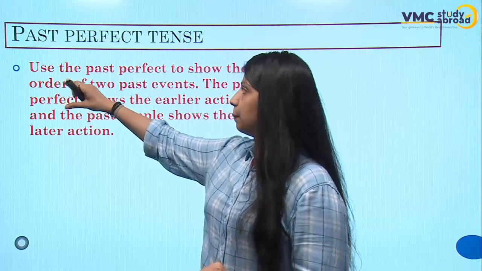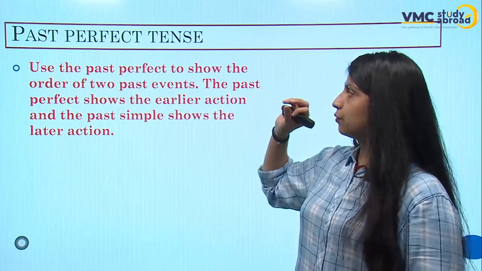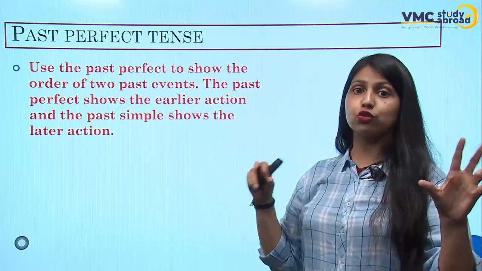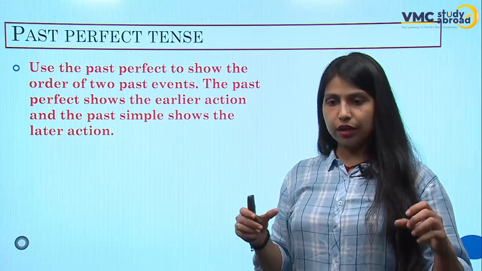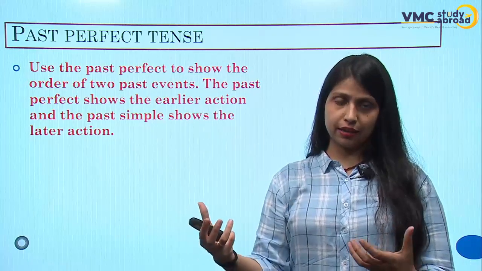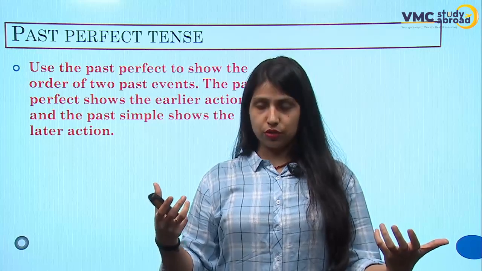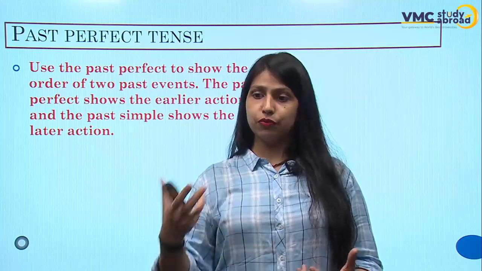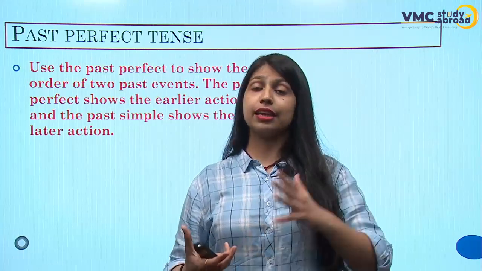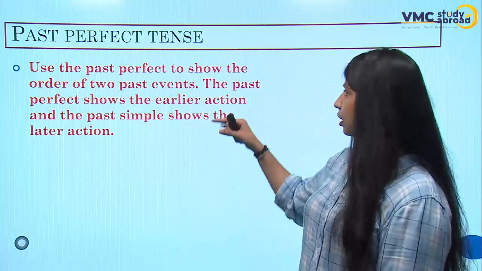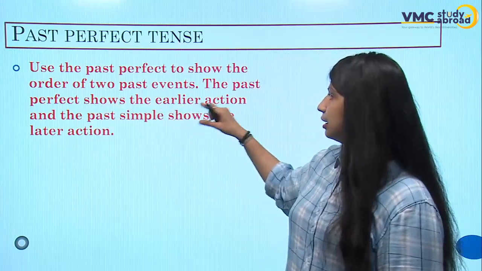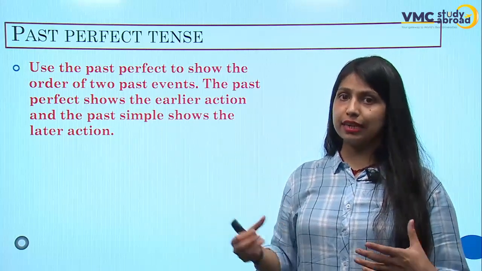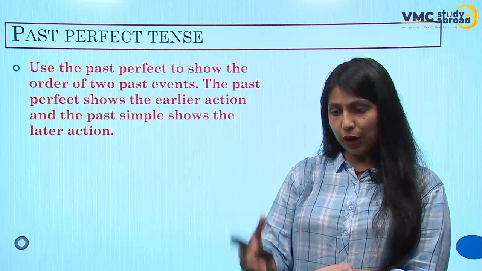Use number one. The past perfect tense we use to show the order of past events. Okay, two past events. So here, for example, there is one action and then there is action number two. So these two actions are happening one after another. Once the first action is done, the second starts. So the past perfect shows the earlier action and the past simple shows the later action. As I said, two actions happening one after another.